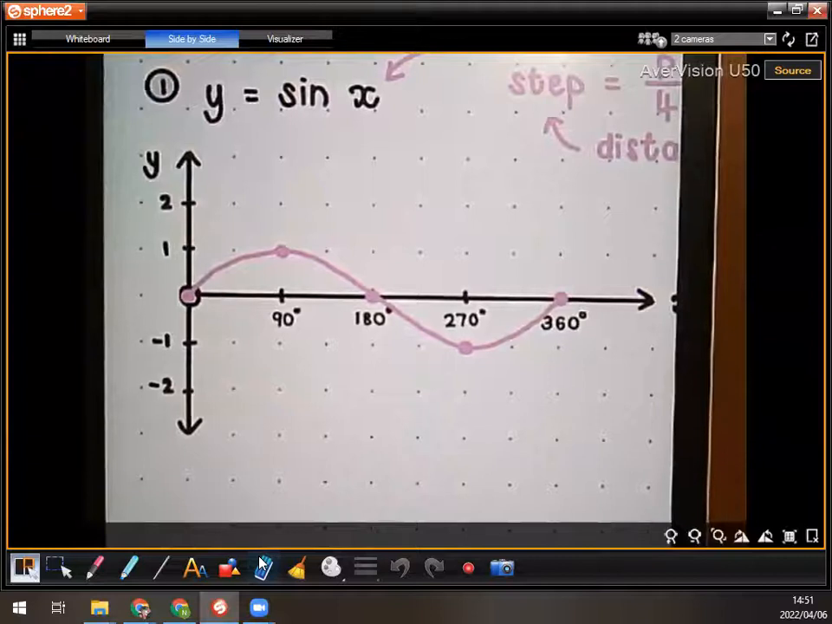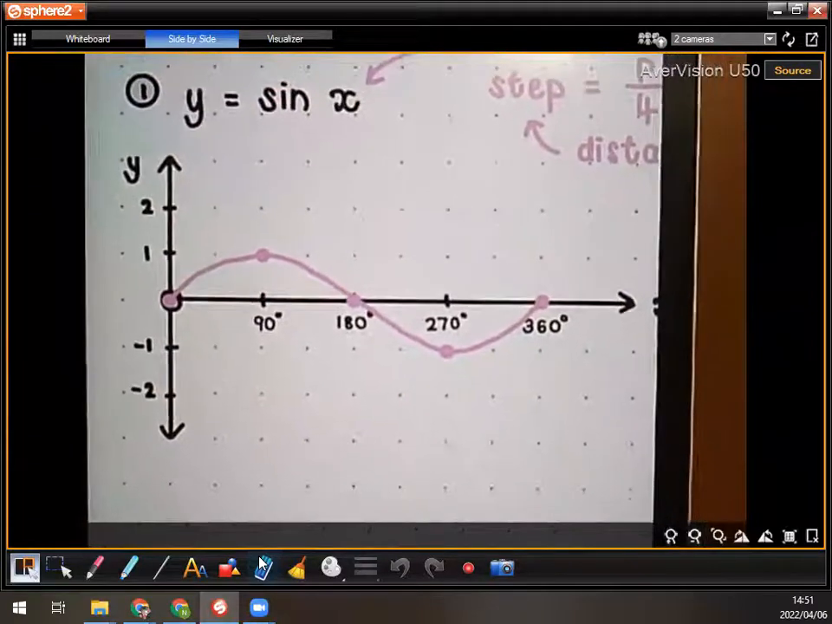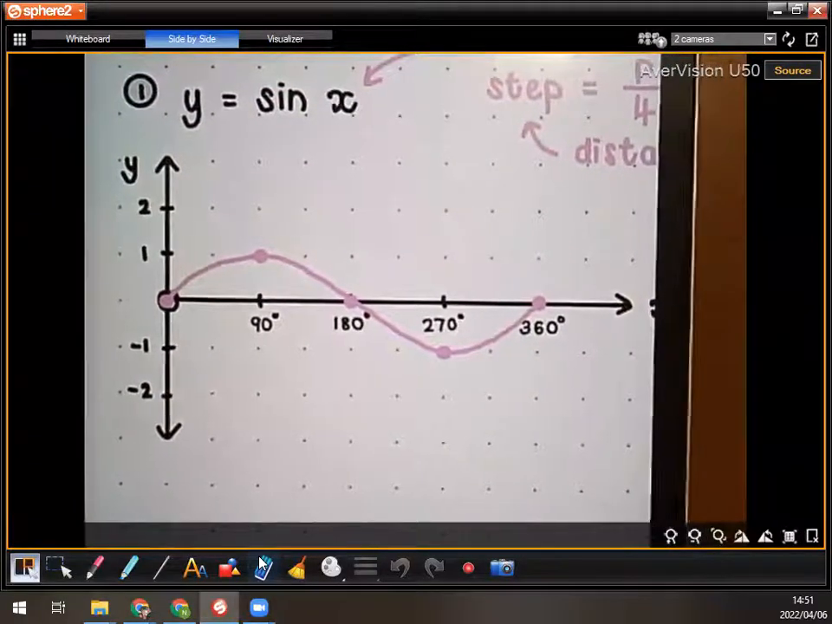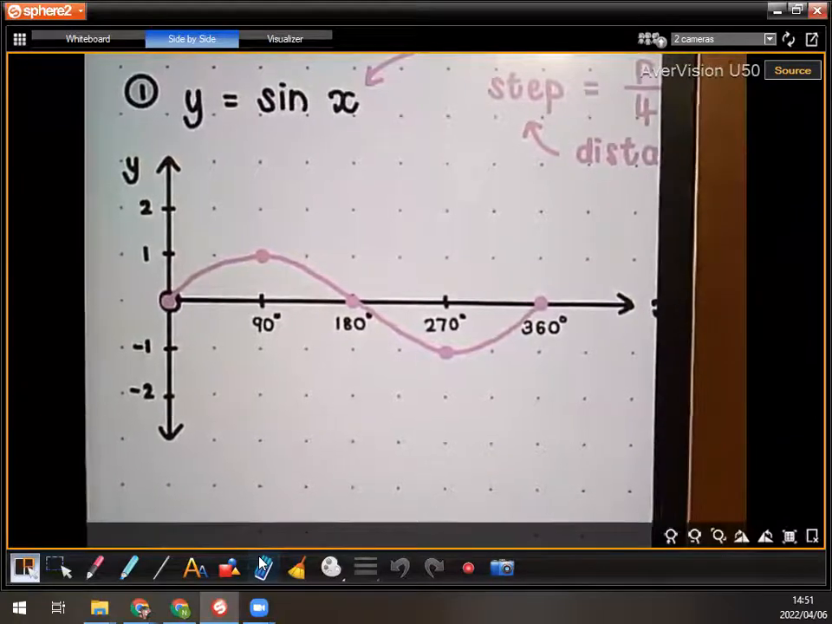Okay, you need to know a couple of things. You need to know what the step is. So that's very important, guys. Step is always the period divided by 2. You need to know where your graph is starting and ending, but they'll give you that in the question. They'll tell you where your graph must start and where it must end.